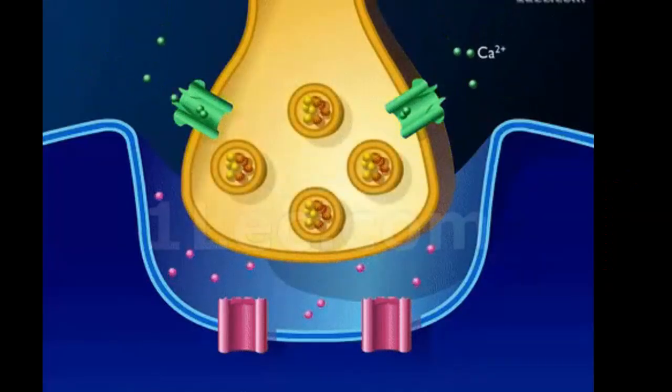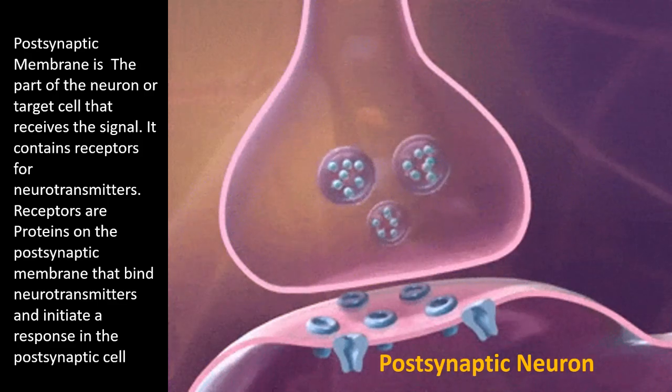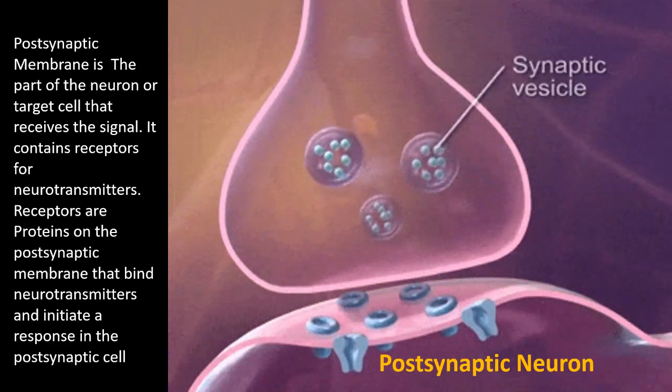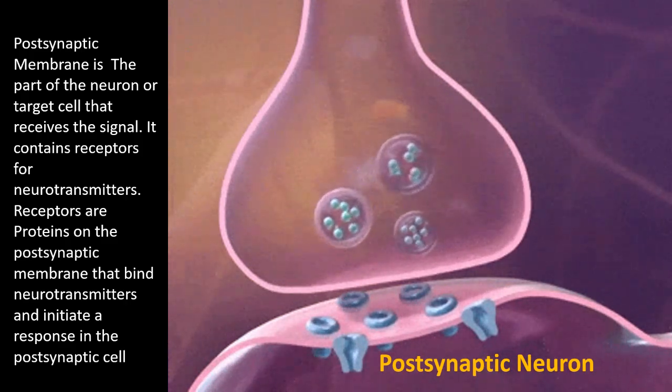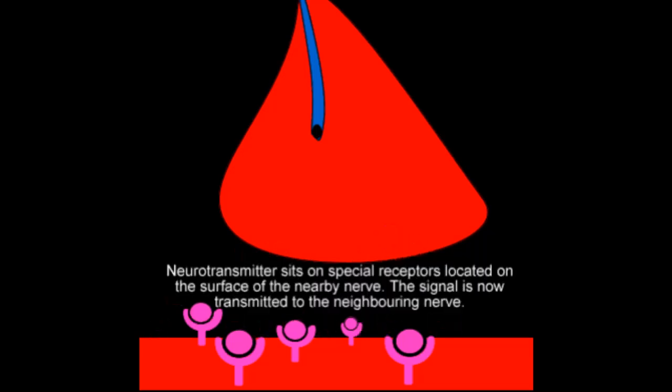Postsynaptic neurons. Postsynaptic membrane is the part of the neuron or target cell that receives the signal. It contains receptors for neurotransmitters. Receptors are proteins on the postsynaptic membrane that bind neurotransmitters and initiate a response in the postsynaptic cell.